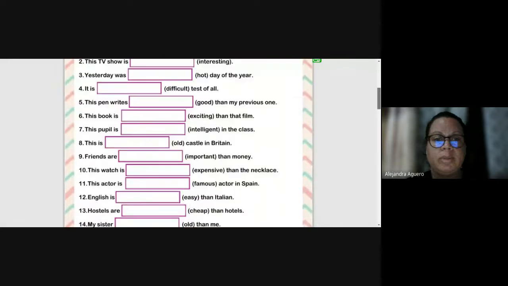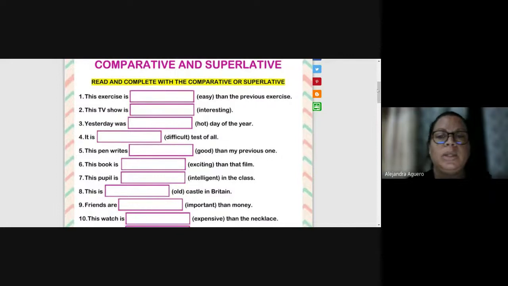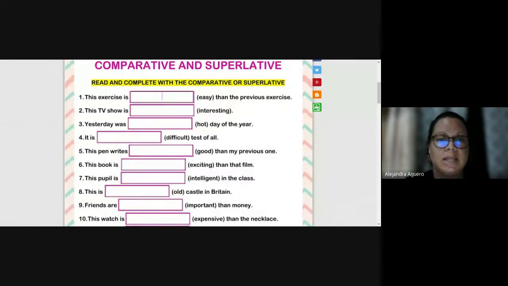Comparative and superlatives. Here you have one practice and here you have more if you want to have extra practice. Read and complete with the comparative or superlative, correct? Let's see. This exercise is easier than the previous exercise. When we are using than, it is comparative. And this one is easy. Consonant and Y, so we say easier. This TV show is, and it says interesting. So interesting is a long adjective. So we say the most interesting.